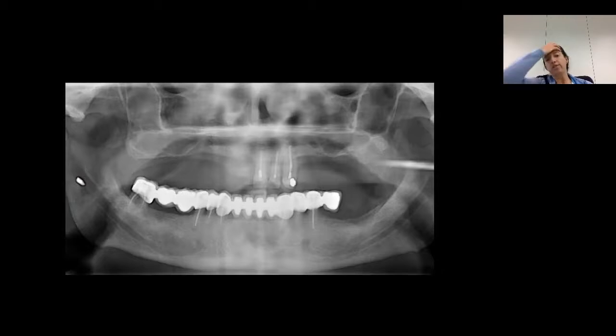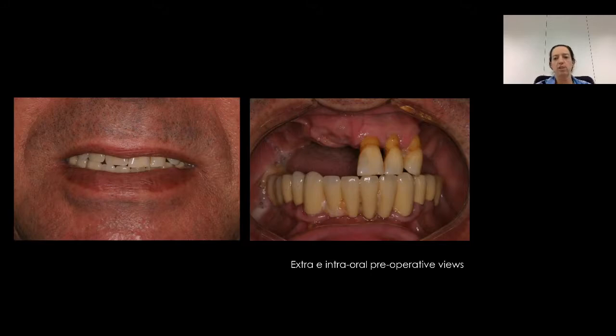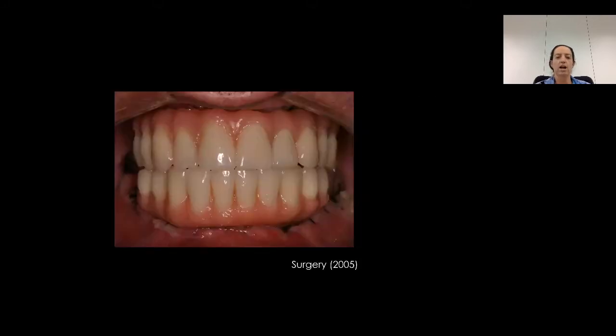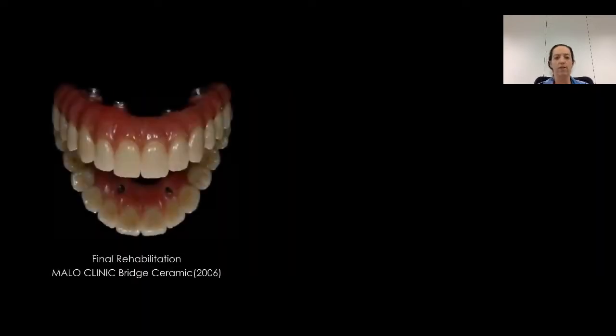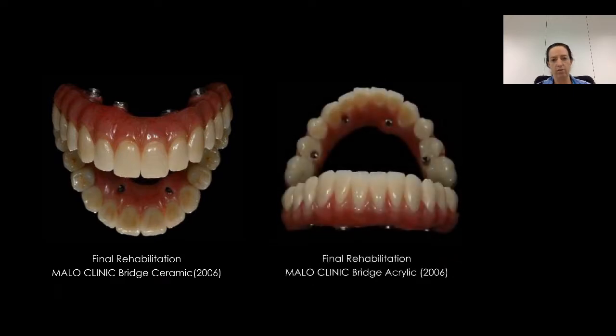So this was one of the cases that was involved in this publication. This patient only had these 3 teeth in the upper jaw and a bridge in the lower jaw, where we decided to go for All-on-4 upper and lower. These are the prostheses after the day of the surgery that was performed in 2005. And these are the final rehabilitations, upper and lower. Malo Clinic Bridge Ceramic 2006, Malo Clinic Bridge Acrylic 2006.